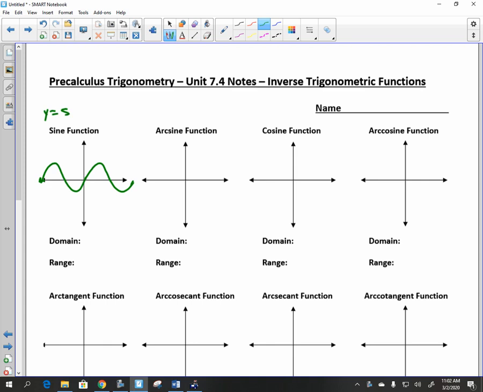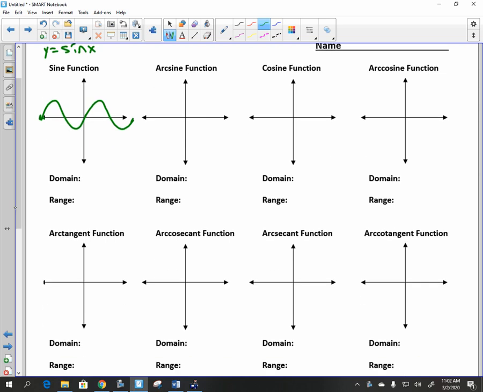Y equals sine of x. Do you know what the domain of the sine function is? Okay, if you look at the graph, can you tell what the domain is? Domain is all the available x numbers. Negative infinity to infinity. Nice job, you guys are smart. Range is the possible y values.